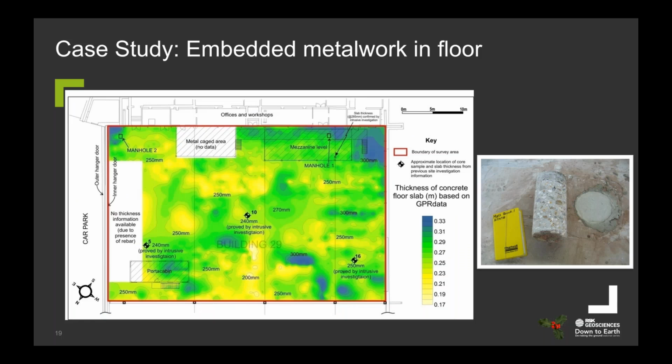We also had 3 ground cores sampled at this site, and from this we were able to verify the thickness of the slab at each of these locations, and this could then be used to calibrate our GPR depths across the site. So overall, this is a more accurate way to calculate the depth of any features. We can then use that information to produce what is shown here, which is a contour plot of the thickness of the concrete slab across the whole floor area.